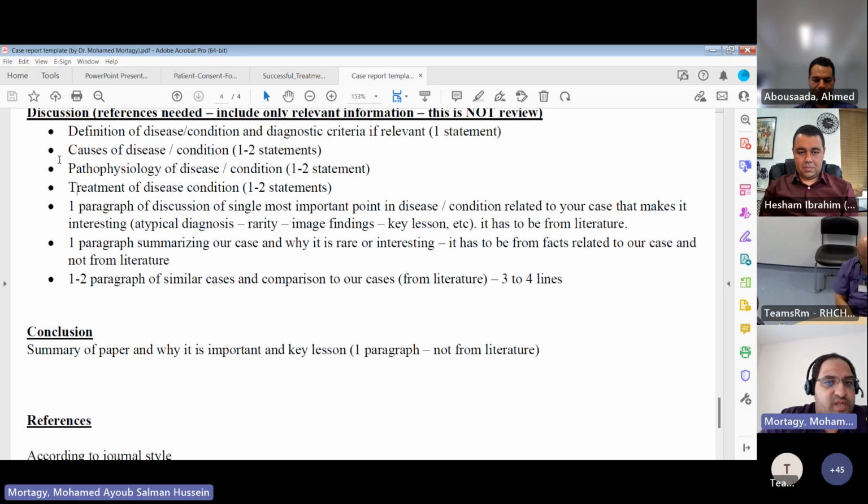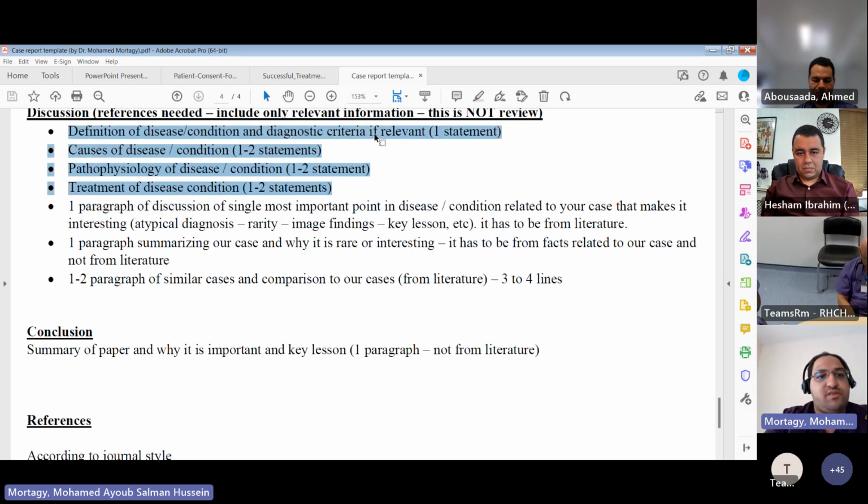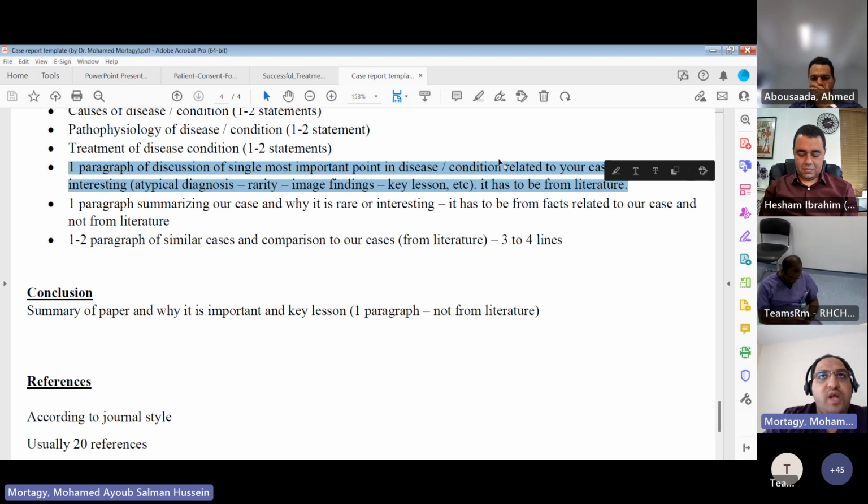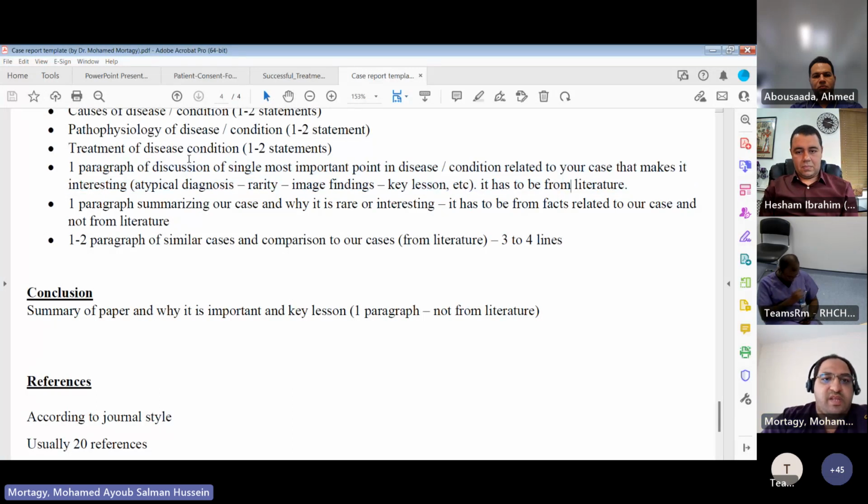And then how it's being treated. So basically, you're doing one paragraph summarizing the Moyamoya and Graves disease from the literature: definition, diagnostic criteria, etiology, pathophysiology, treatment. And then one paragraph discussing what is related to your case from the literature that makes it interesting. A typical diagnosis, or it's rare, or some imaging finding you found, or a key lesson that you would like to convey to your readers.